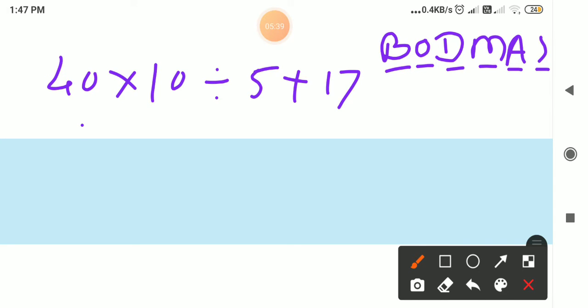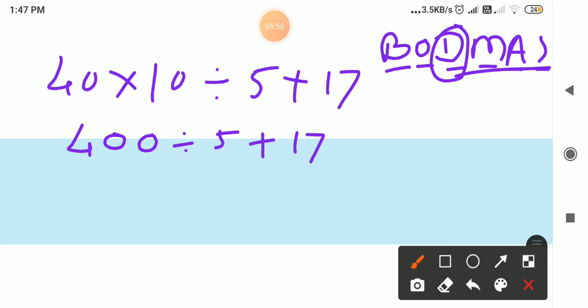So 40 into 10, 40 tens are 400. The remaining terms we write as it is: divided by 5 plus 17. Again move towards the BODMAS rule. Again from left to right, which operation is there? First we have division. So division we have to solve.